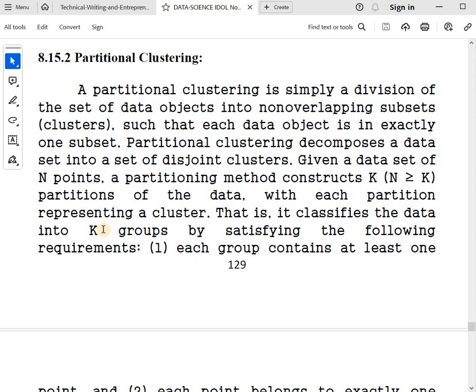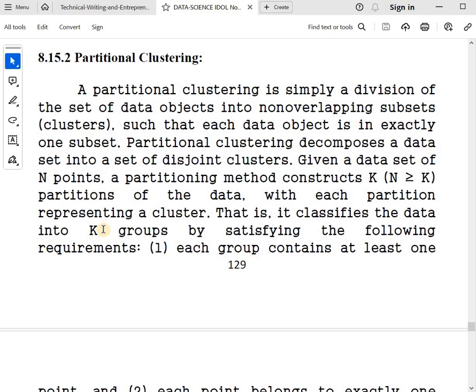Now, if I have a data set of n points, then the partitioning method will construct k clusters or k partitions of the data where the number k has to be less than or equal to n. Remember, n is the number of our data points.